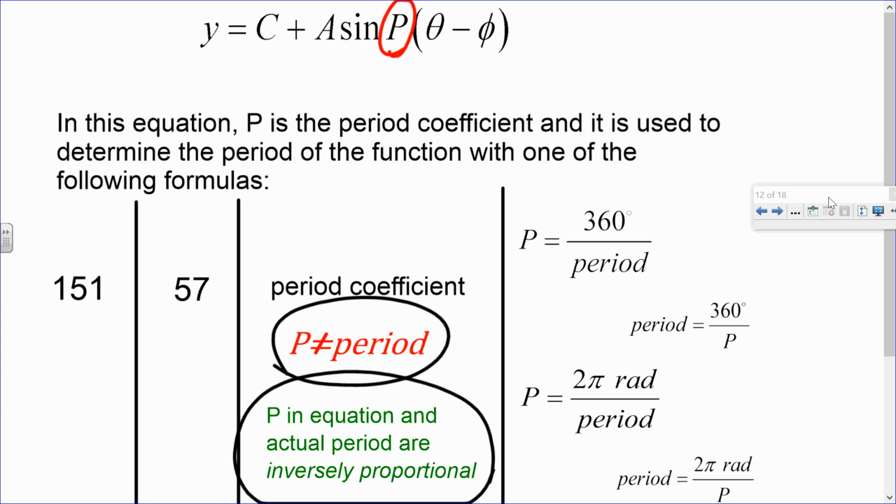If we're doing one with radians in the equation, or we're using radians on the graph, we don't want to use 360 degrees. We're not going to mix our units in the same problem. So we're going to say that the p in the equation is 2 pi radians over the period on the graph, or the period on the graph is 2 pi radians over p.